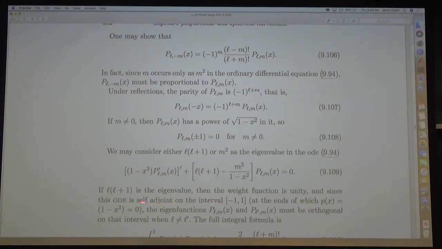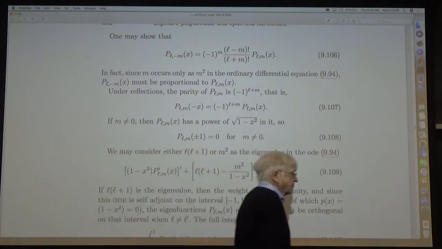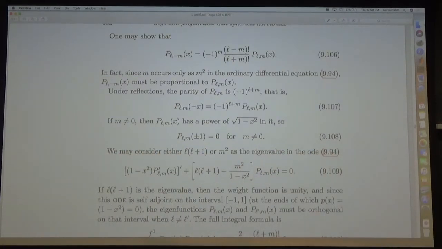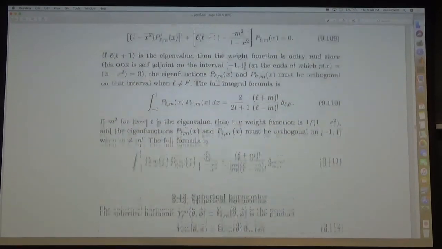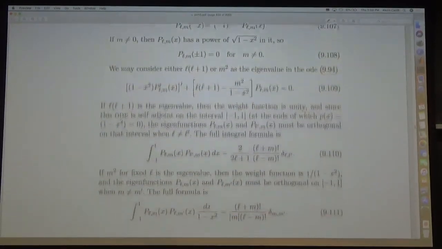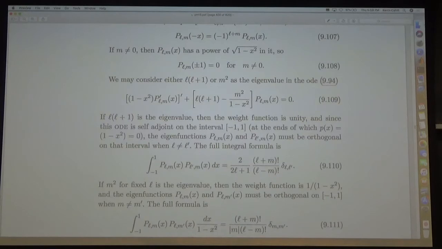And since it's self-adjoint on the interval, the eigenfunctions must be orthogonal on that interval when L and L prime are different. So let me raise this up and show it to you. So in this case, the integral here, I think that's enough.